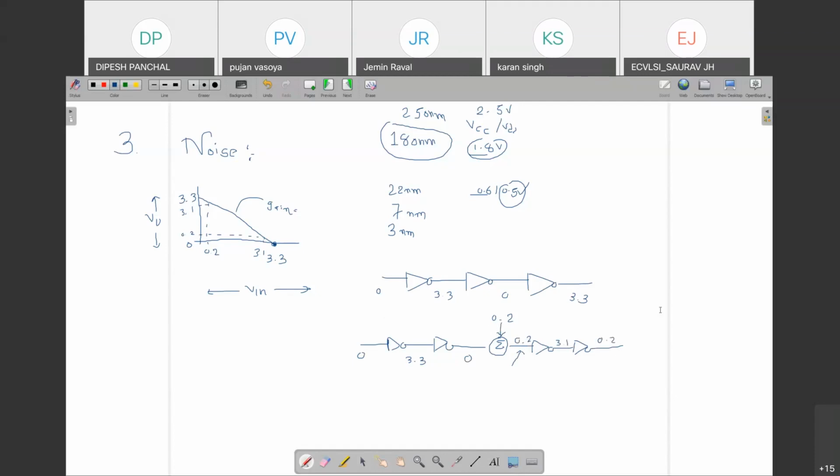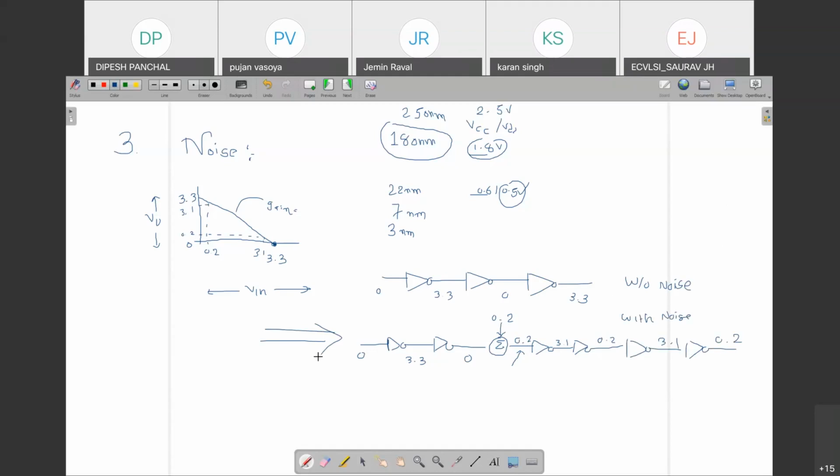And if you sketch multiple inverters again, let me put here: this is without noise, and this is with noise. If I put more inverters like this, for 0.2 it is 3.1, for 3.1 it is 0.2. What do you observe in this line? Maybe probably the last question of today.